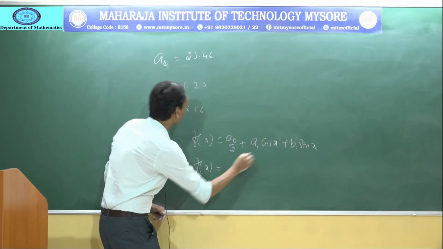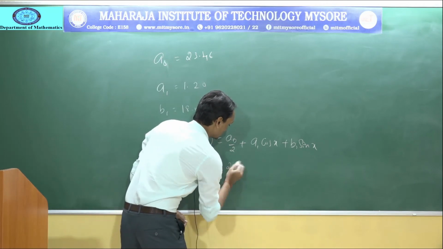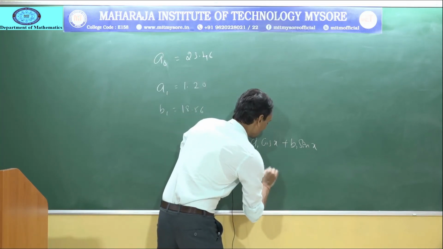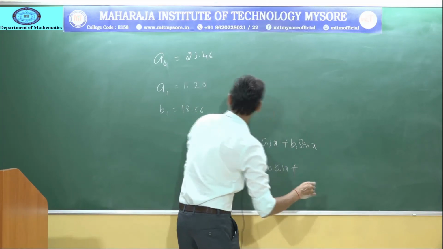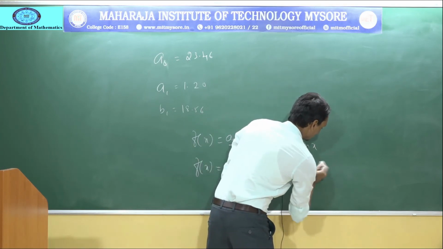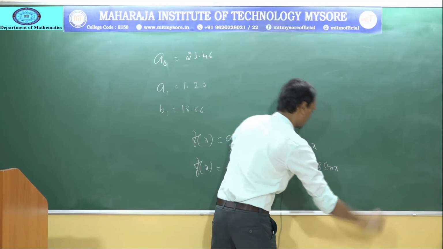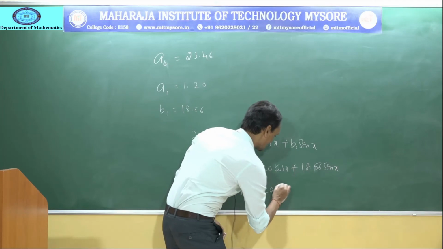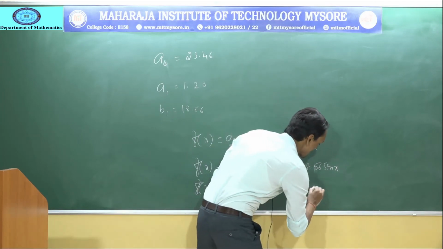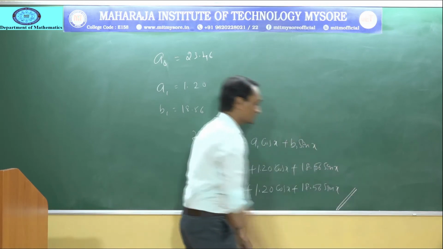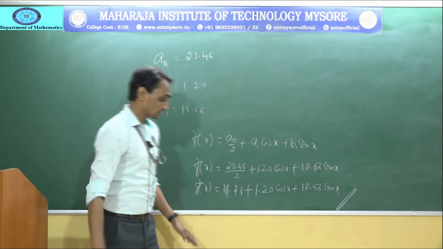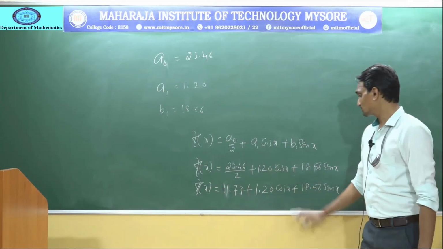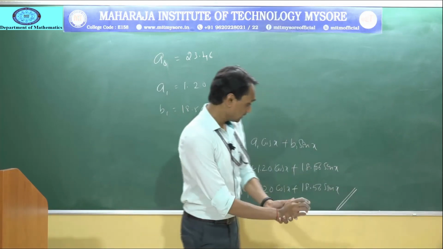That is f of x equals a0 by 2, with a0 as 23.46 divided by 2, plus a1, that is 1.20, into cos x plus 18.56 into sin x. This will be the final answer for first harmonic analysis for the given x and y values: f of x equals 11.73 plus 1.20 into cos x plus 18.56 into sin x.